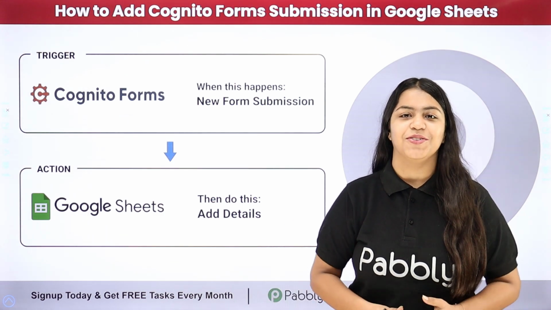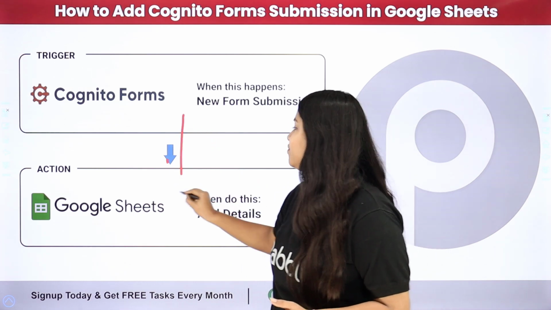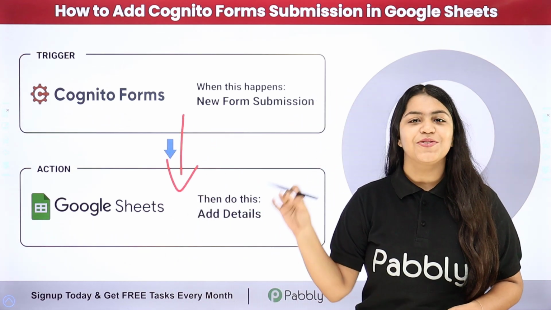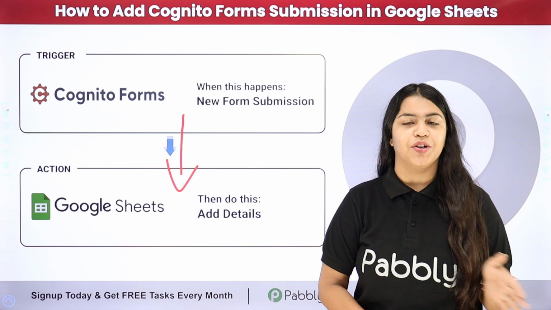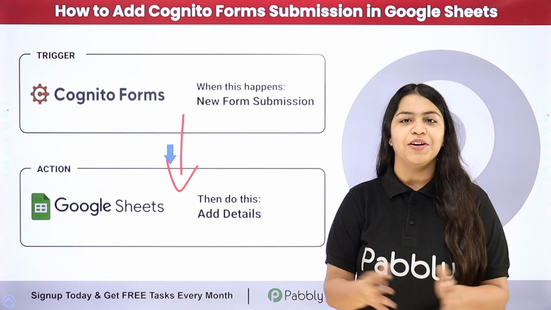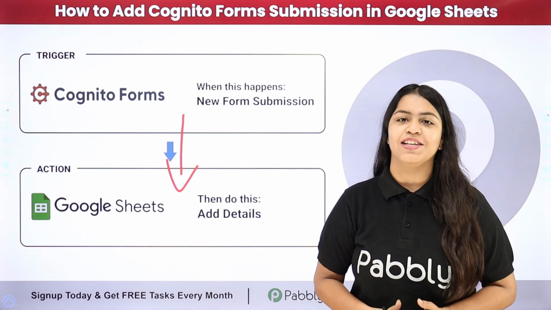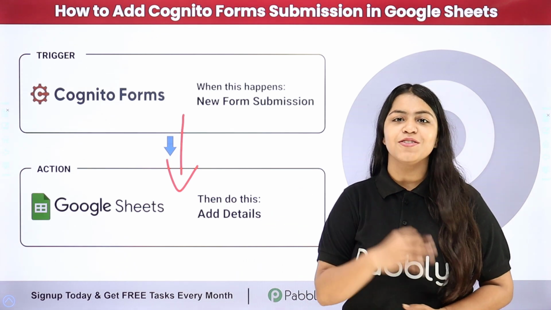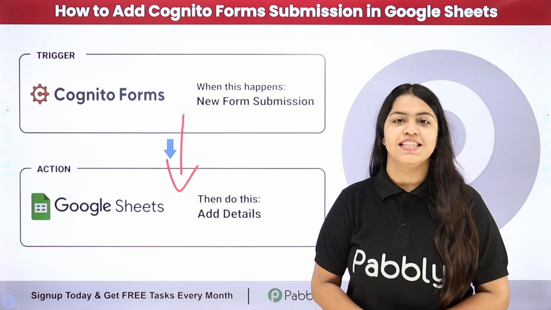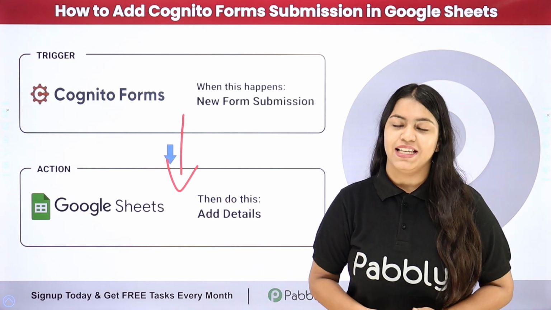So to do this, we are going to create a connection between Cognito Forms and Google Sheets. To create this connection without knowing any programming or coding language, we are going to use Pabbly Connect. It is an amazing automation software. So do you also want to create this automation for your business? For that, you have to come with me towards my screen.